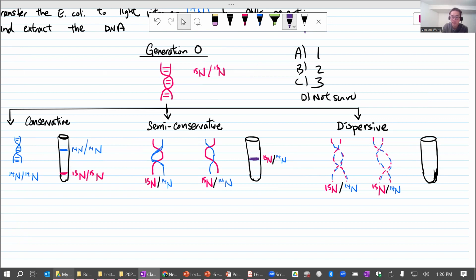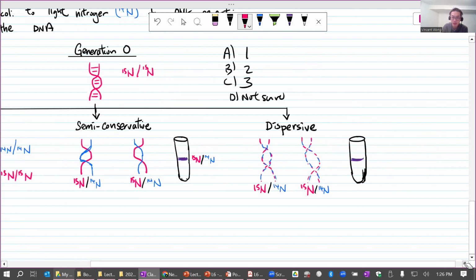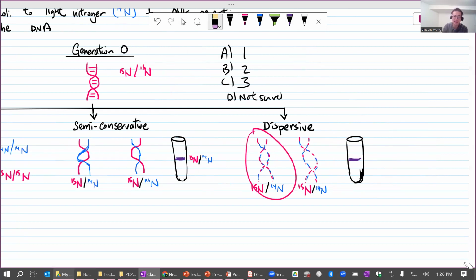It's going to be 1 band, and it's going to be in the middle again. Because look, this DNA consists of half 15, half 14. So it's not as heavy as 1515, and not as light as 1414. It's somewhere in the middle.